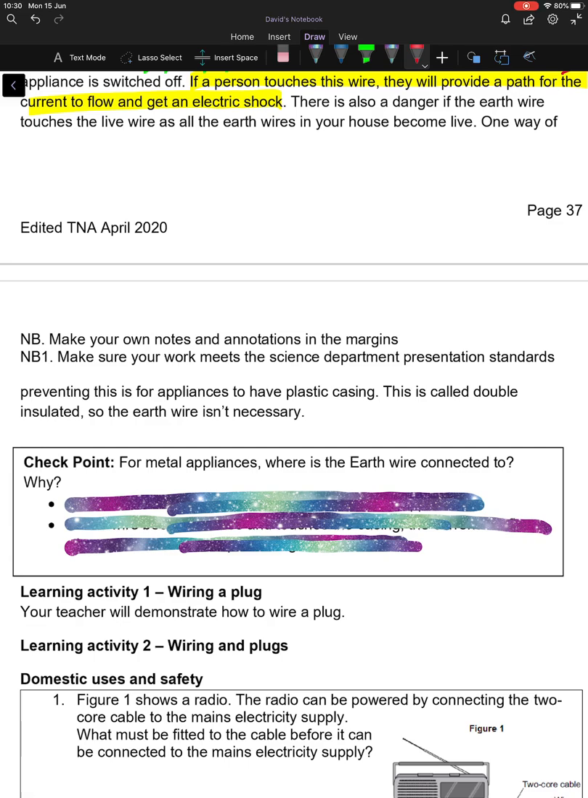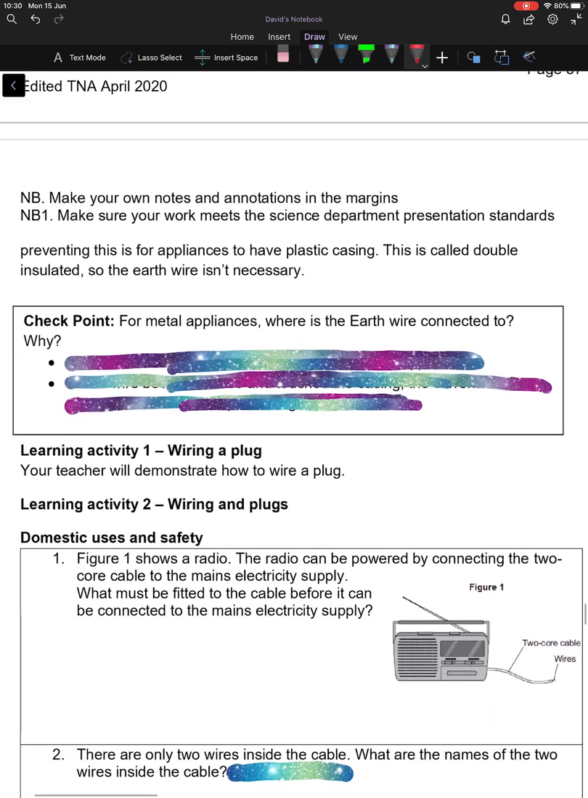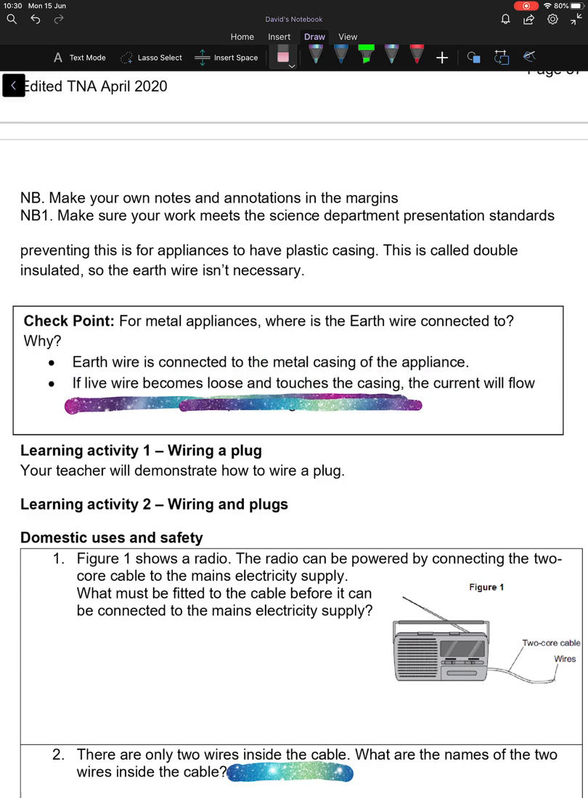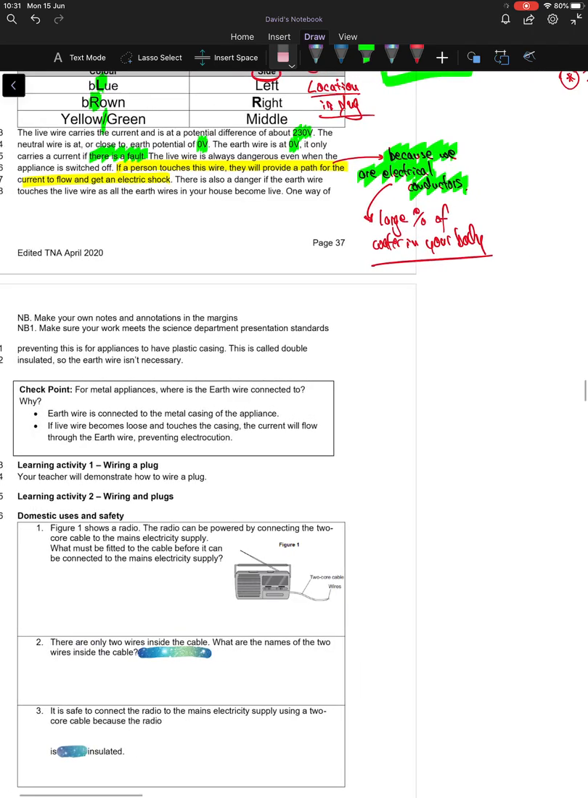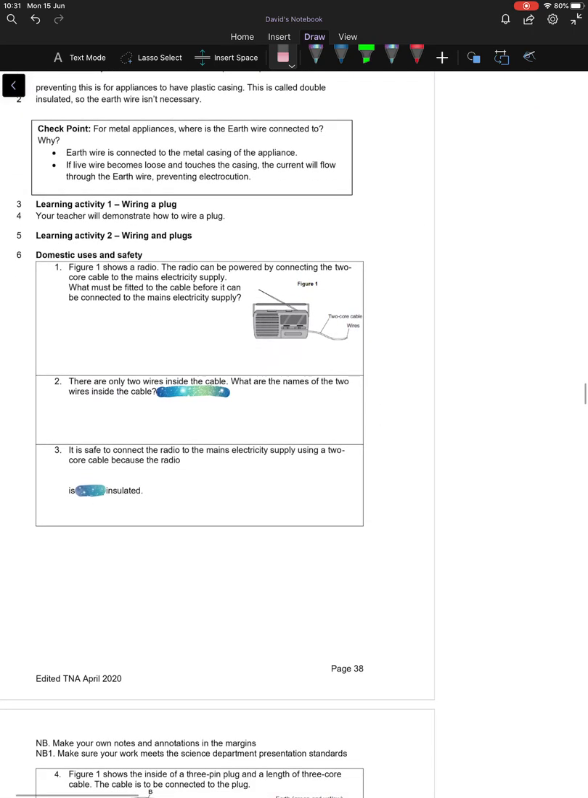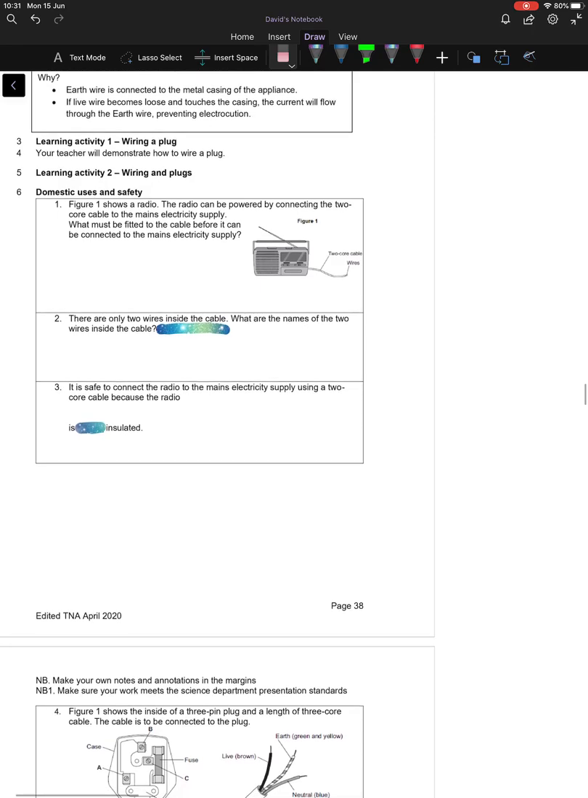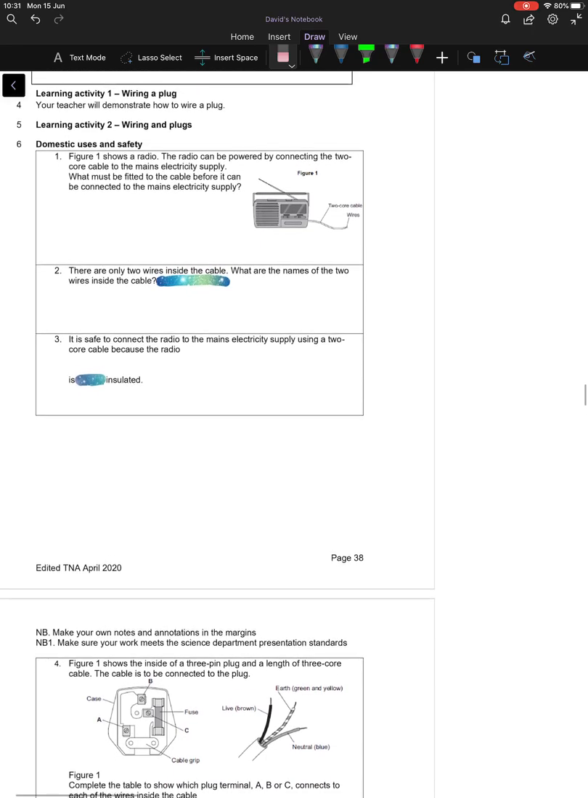And if we carry on, it's preventing this for appliances to have plastic casing, double insulated, so the earth wire isn't necessary. So just pause the video now and have a little look at the quick checkpoint question for me. For metal appliances, where is the earth wire located and why? So it's connected to the metal casing of the appliance. If the live wire becomes loose and touches the casing, current will flow through the earth wire, preventing electrocution. It's a safety feature. Good.